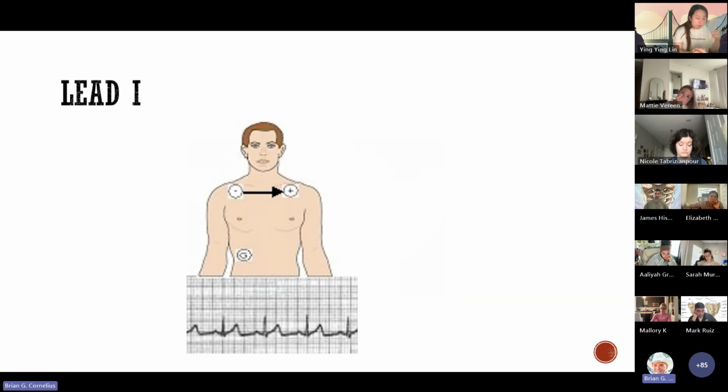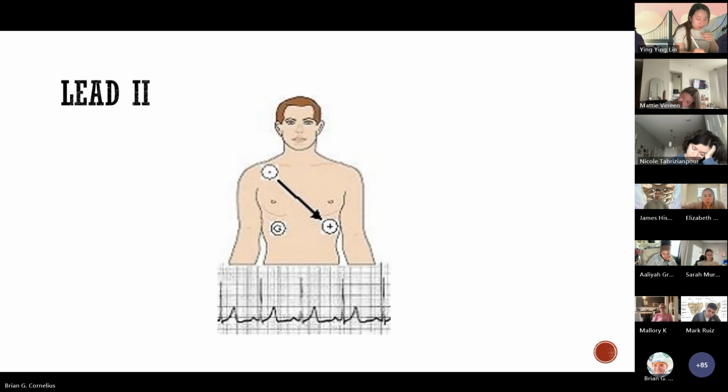So lead one looks at our heart going from the right shoulder to the left shoulder. Think about your positive impulse, or your viewing impulse, as being the left shoulder. A lot of times what you'll see is that it follows the normal cardiac pathway, so your EKG is going to be upright. Lead two is the traditional one we follow. You're going from the right shoulder down to the left leg. So again, this is going to be positive.